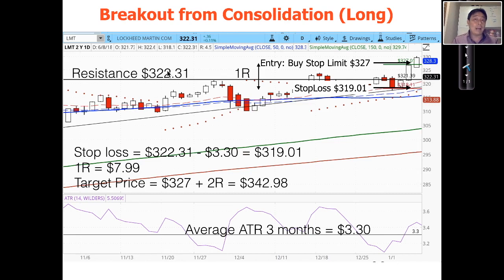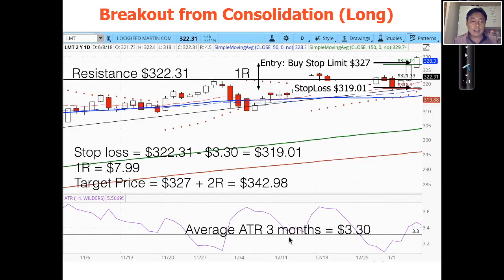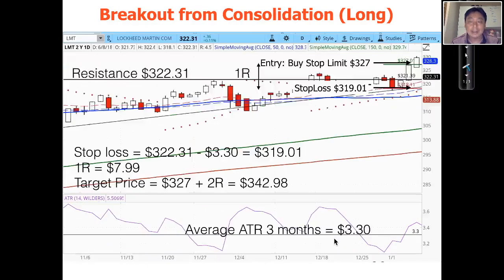So recall how we calculated ATR. We used the indicator on the charts. Remember that? And I said, look at the last 3 months and take the average. Take the top, take the bottom, add them together, divide by 2. So in this case, the ATR for LMT is $3.30. That's the average ATR in the last 3 months. So this tells you that this stock moves an average of $3.30 a day.